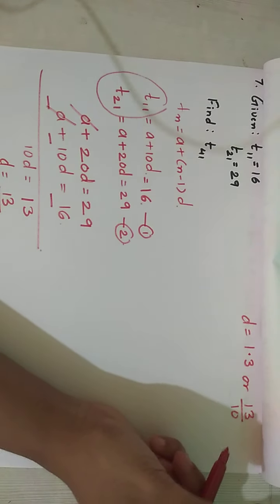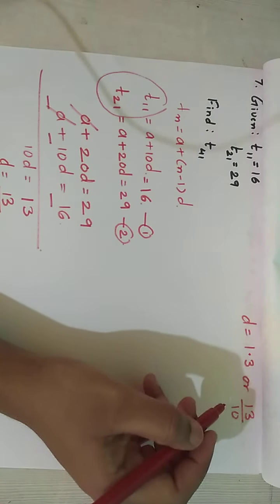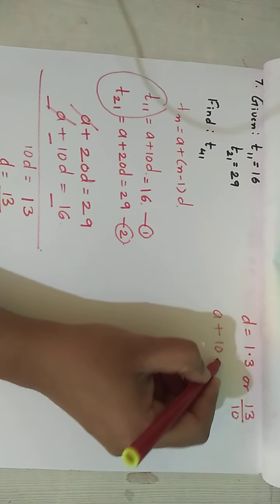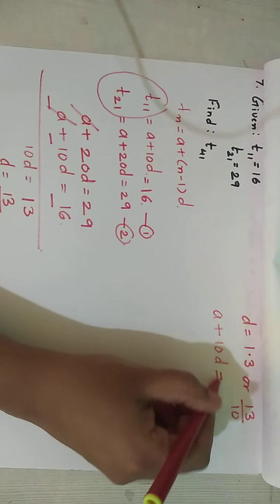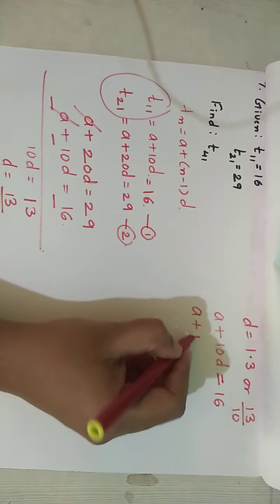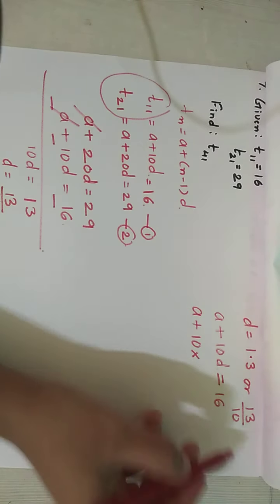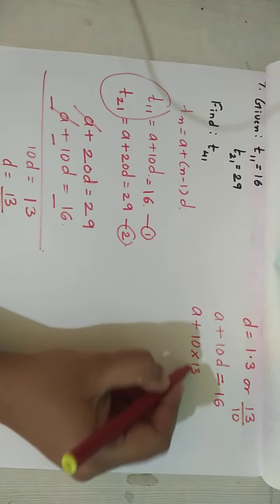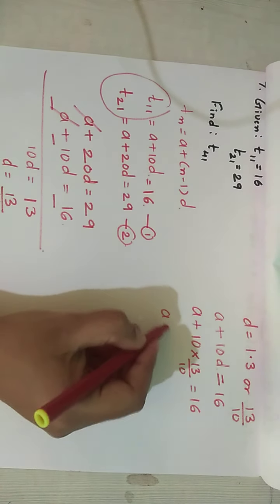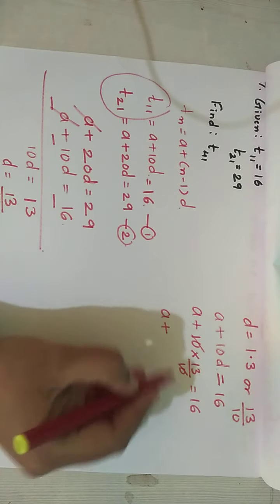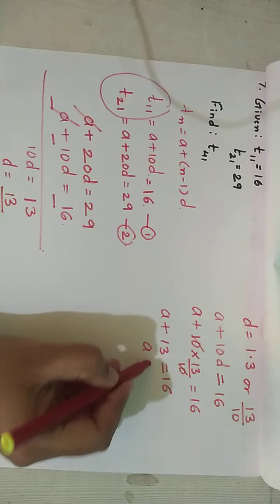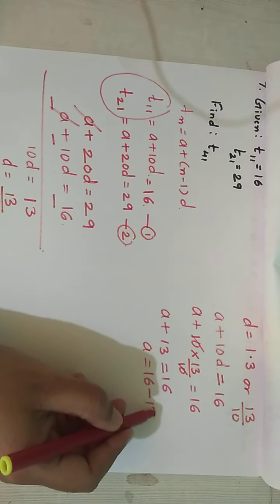It's your choice. Now we need to find out what A is. So let's use the first equation. A plus 10D equals 16. A plus 10, what was the value of D? The value of D is 13 upon 10, equal to 16. So you have A plus 10 and 10 cancel, 13 equal to 16. That means A will be 16 minus 13.